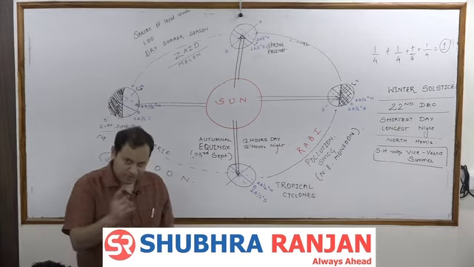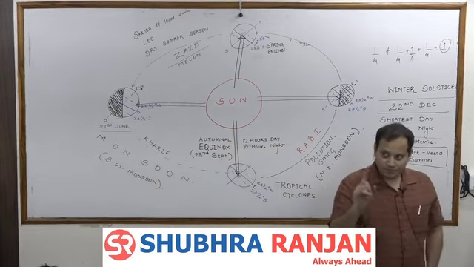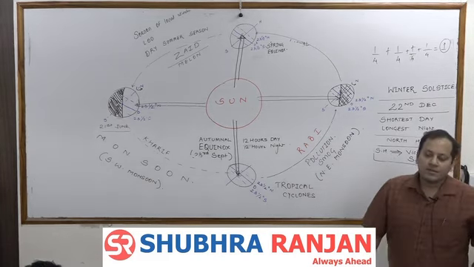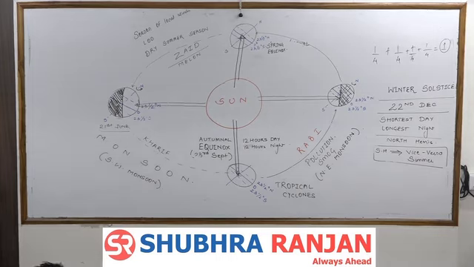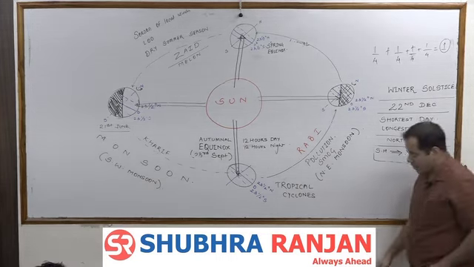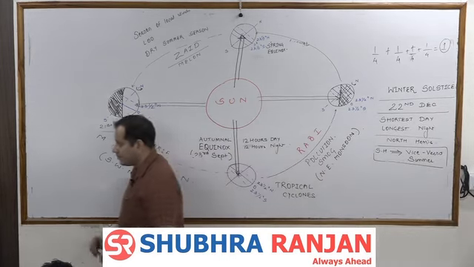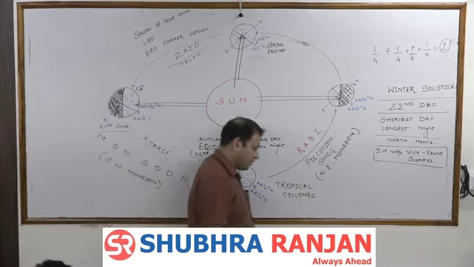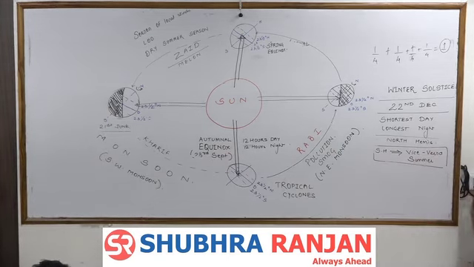Factors affecting insolation, rotation and revolution of the earth. So you take down here. Due to the rotation and the revolution of the earth, there is a formation of solstice and equinoxes.